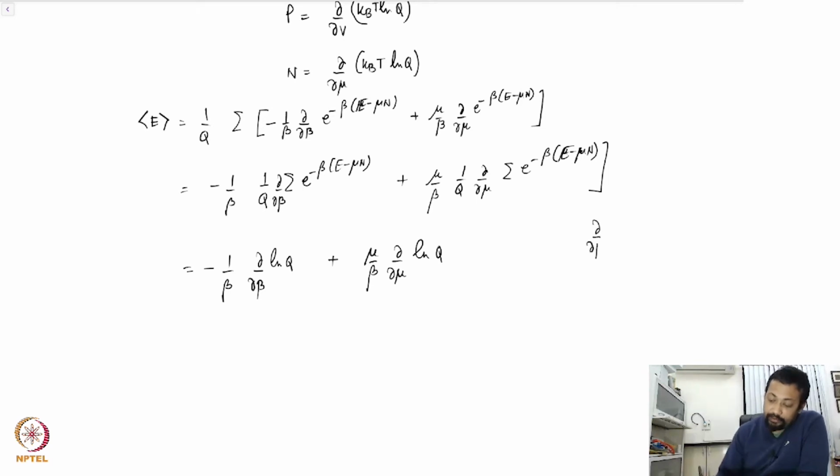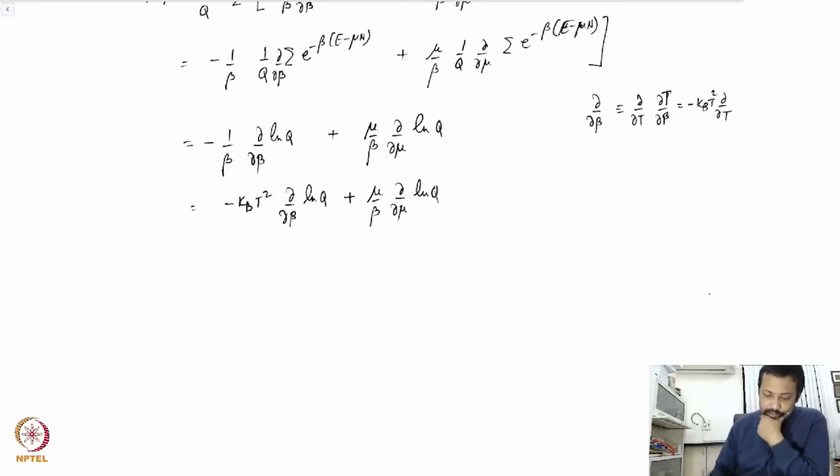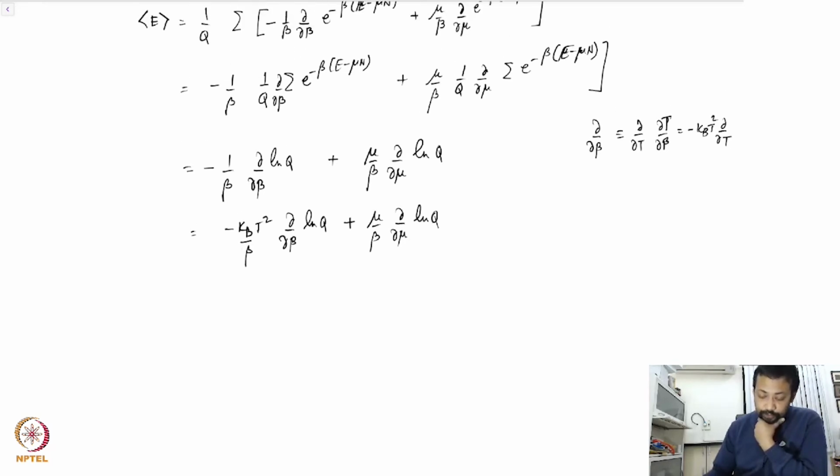But del del beta is identical to del del T times del T del beta, which is minus kBT squared del del T. So this becomes minus kBT squared del del T of ln Q plus mu over beta del del mu ln Q. However, we realize that this is somewhere horribly wrong, because I have a 1 by beta over here, which makes it not kBT ln Q. So where did we go wrong?